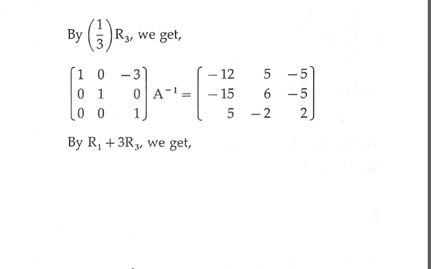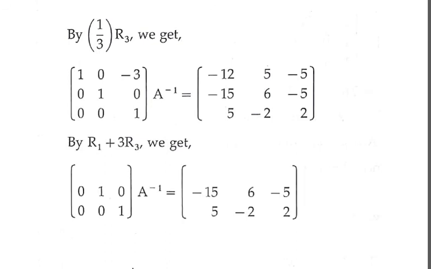Then the equation will be R1 plus 3 times R3. It means the first row is going to change to R1 plus 3 times R3. In that case, the second row and third row will remain the same, so we write them as they are. Now let's begin finding the values one by one. In the first column, R1 is 1, R3 is 0. So 1 plus 3 times 0 is 1.